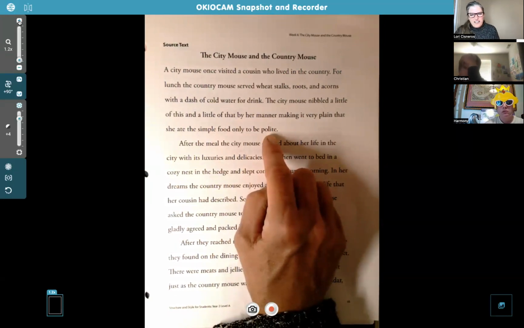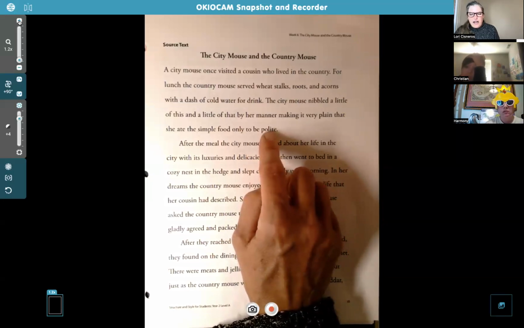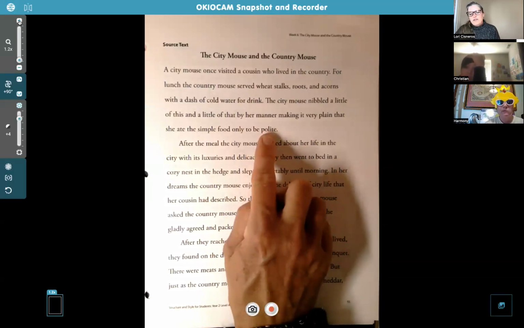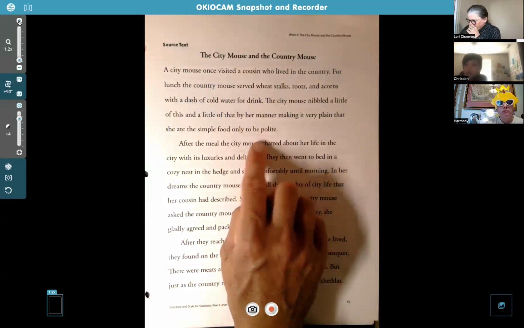She didn't want to be rude and say, this is disgusting. I don't want to eat this. So she ate it, but she really didn't like it. She was trying to be polite. Okay. So the city mouse was like, I don't think I like this wheat stalk and roots and acorns.